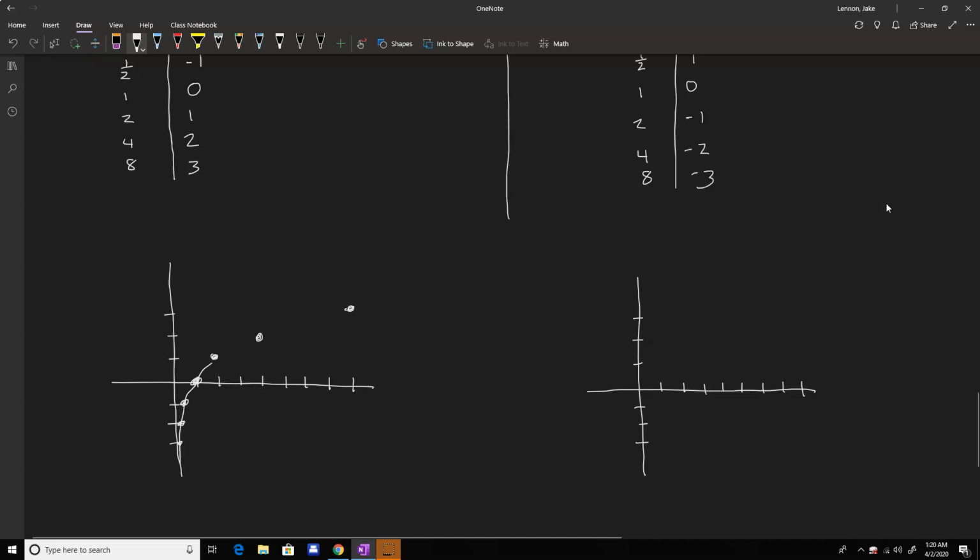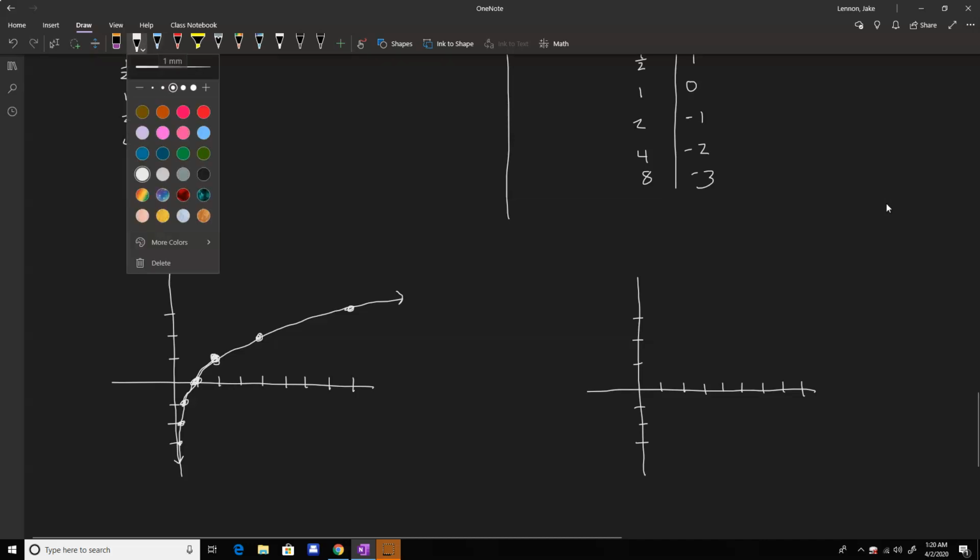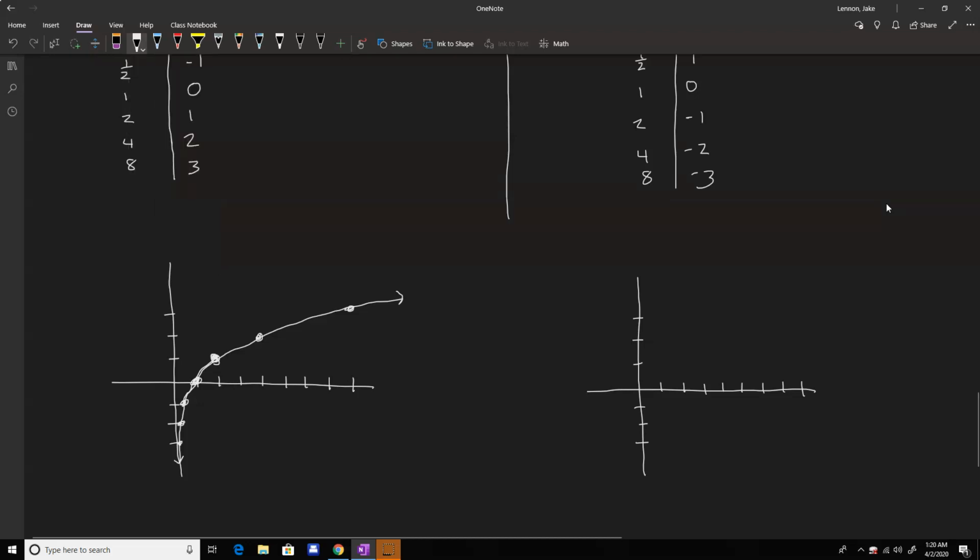So it has the y-axis as a vertical asymptote, and it actually goes towards infinity. Maybe I should have used a thicker line here for this part. It's kind of tricky to draw the line here. I'll just leave it alone. Okay, so what about on the other graph?